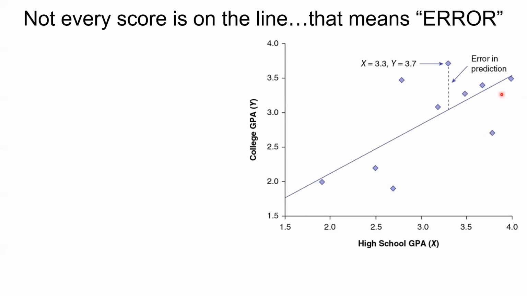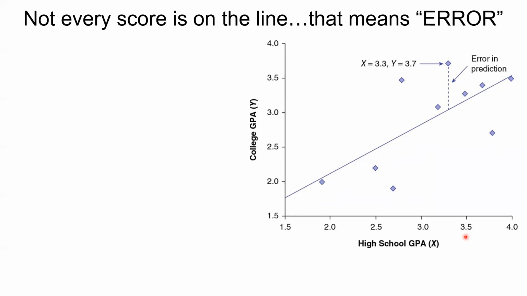Now, not every score is on this regression line, because the regression line is the one that minimizes deviations around that line, but it's not the line that includes all those scores. Remember that perfect one that we had where every dot was on the line? That's not really what typically happens. So for scores that don't fall on that line, there's going to be an error in prediction. Now, let me show you what happens with that error in prediction.